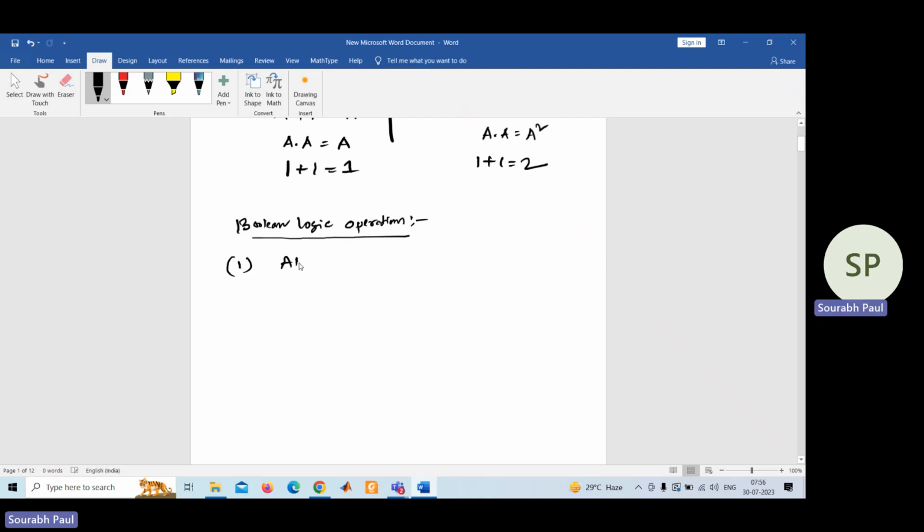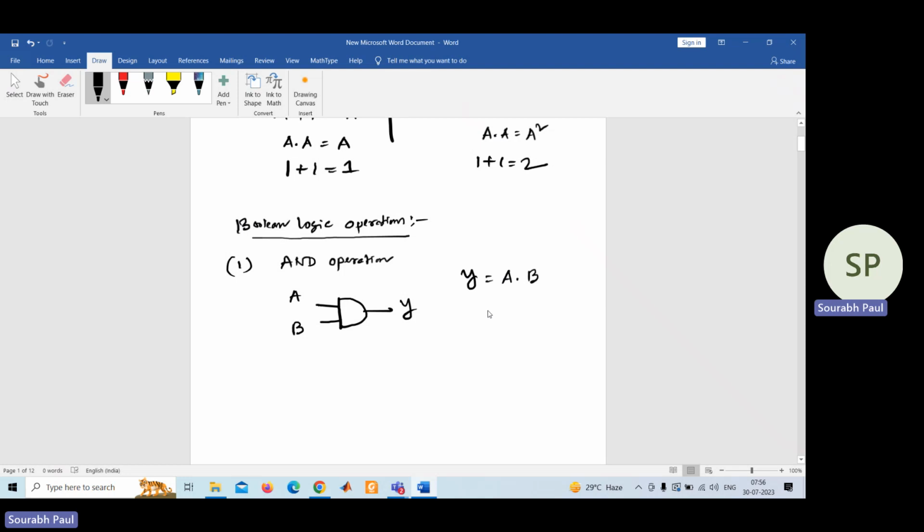Suppose the AND operation. We start from the AND operation. So what is the AND operation? AND operation means if you are given two inputs A and B, and they are applied through an AND gate, this is the symbol of the AND gate, and the output is Y, then Y can be given as A AND B.